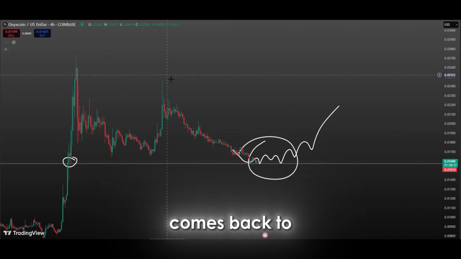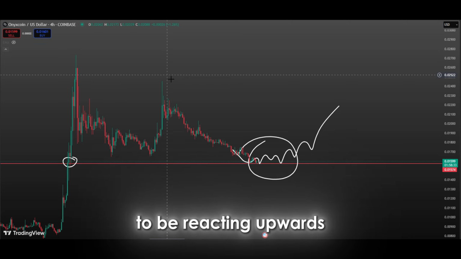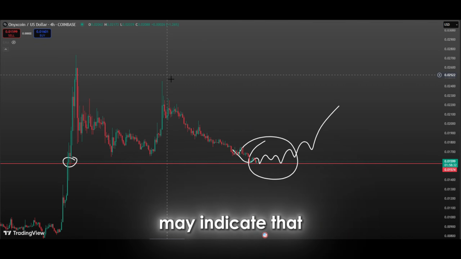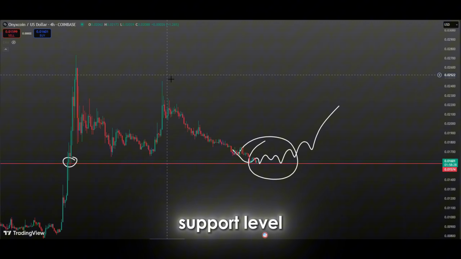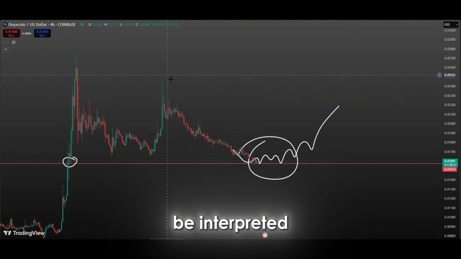When the price comes back to this support level, investors who have bought in the past tend to reopen positions. At the same time, the fact that the price seems to be reacting upwards again from this point may indicate that market participants still consider this area as a strong demand area. However, this initial reaction from the support level, although a positive signal, needs further confirmation before it can be interpreted as a permanent reversal signal.